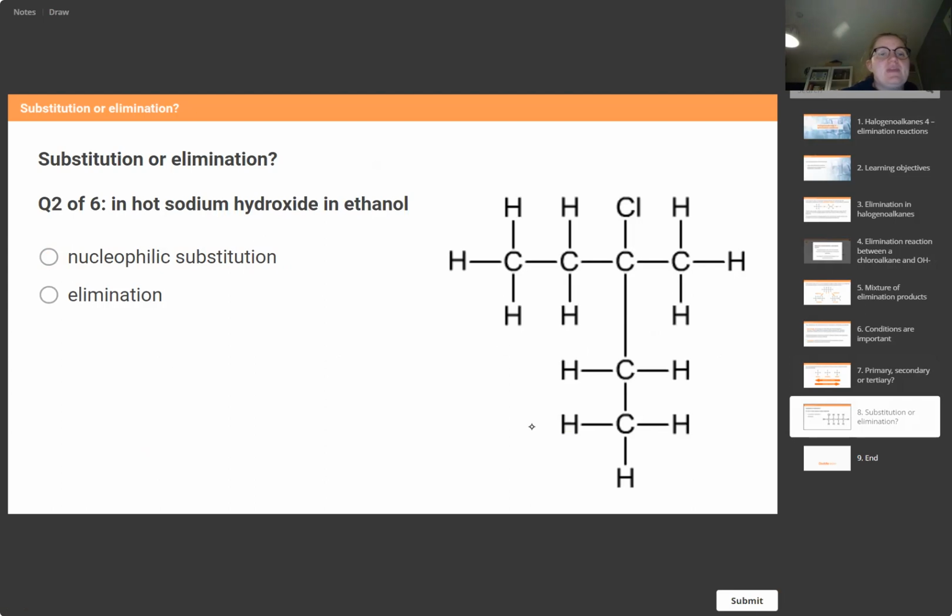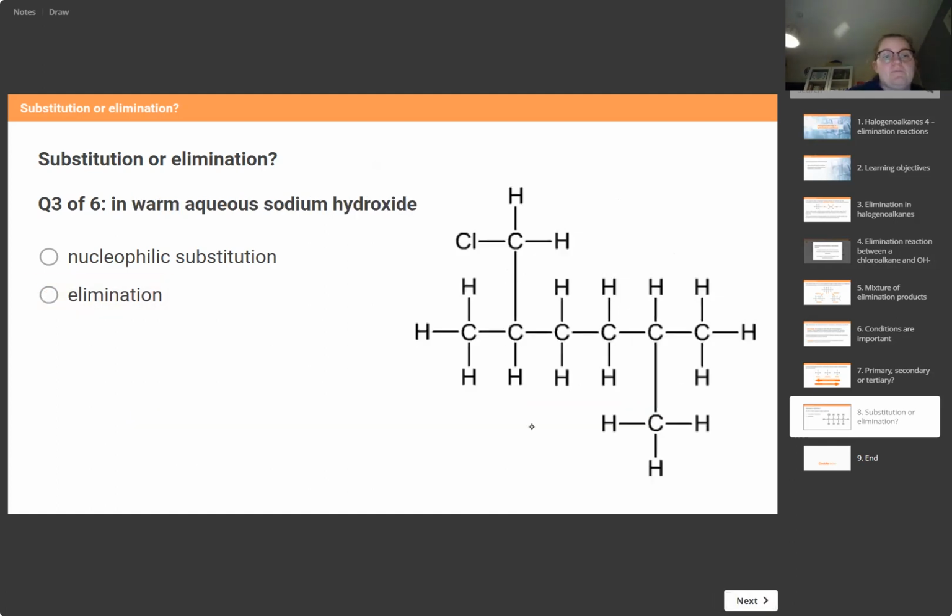Substitution or elimination in hot sodium hydroxide in ethanol? Well, that is going to be more likely to be elimination. Actually, let's look at the structure of this as well. We've also got a tertiary halogenoalkane going on there, which favours elimination as well. There we go. In warm aqueous sodium hydroxide, probably going to be substitution.